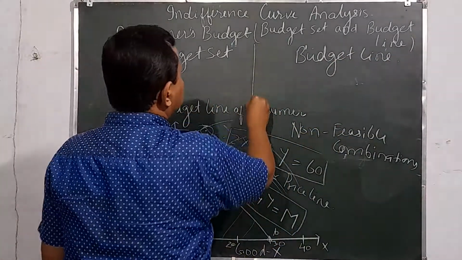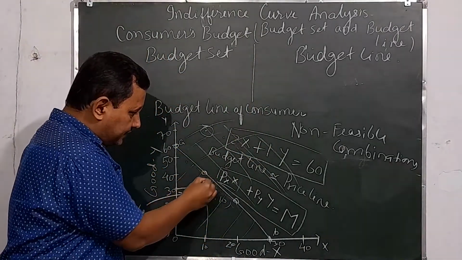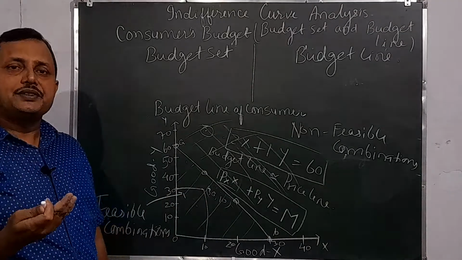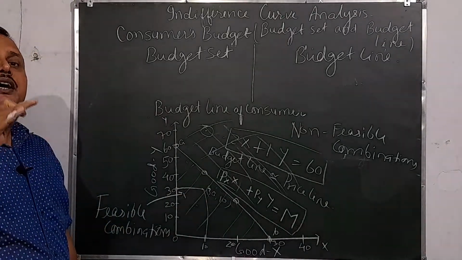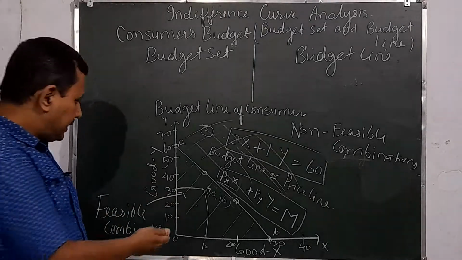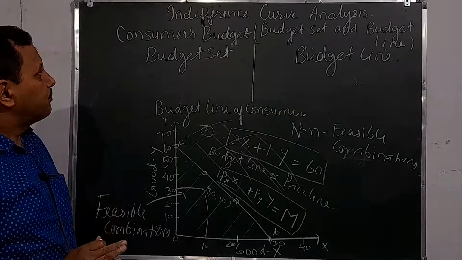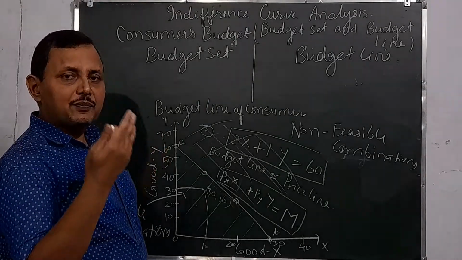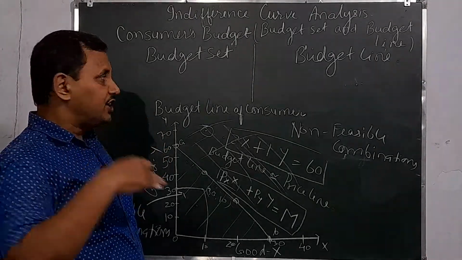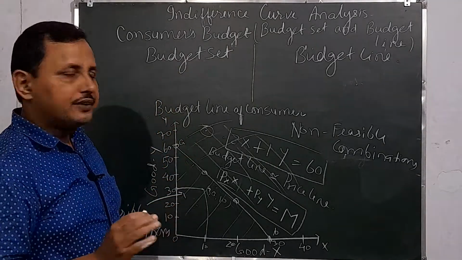Budget set and budget line. What is the budget set? Any combination on this line or inside this line can be acquired by the consumer within his given budget. So they are the feasible or attainable combinations. All combinations are available within the budget of the consumer, so they represent the budget set.